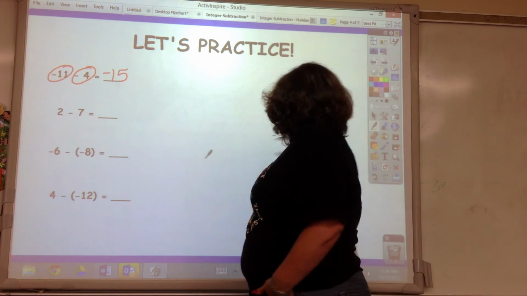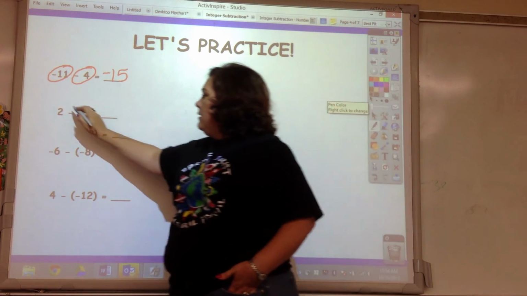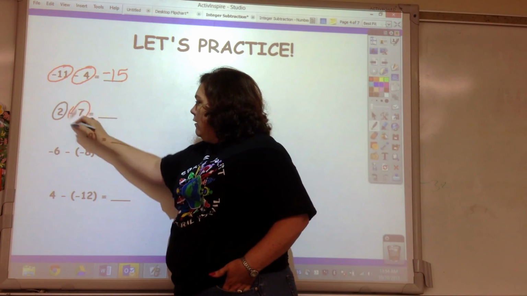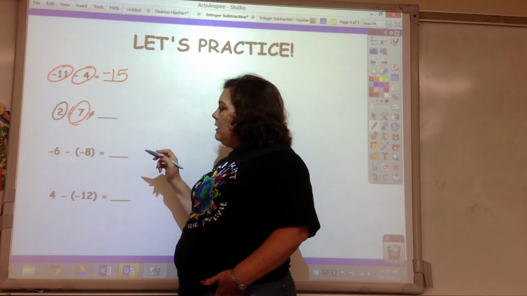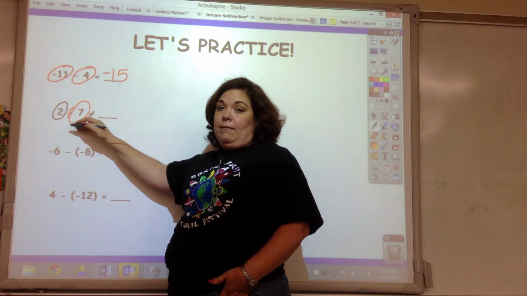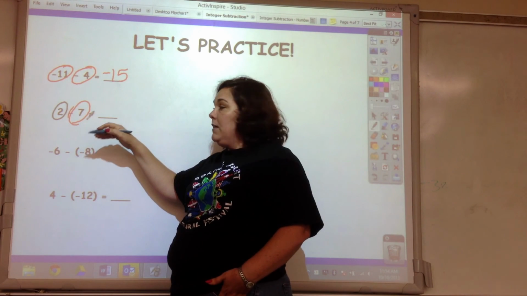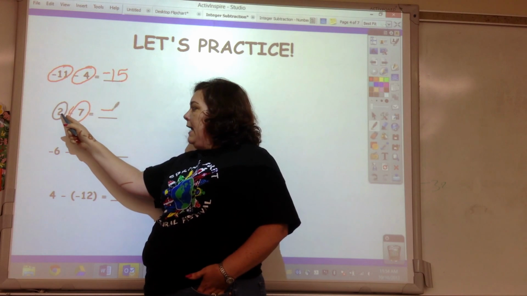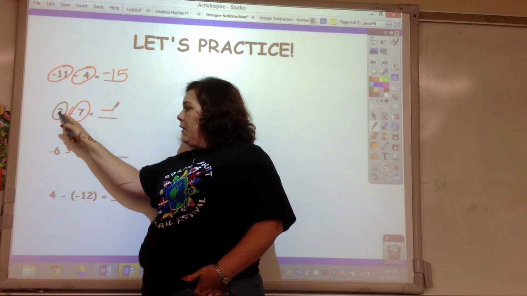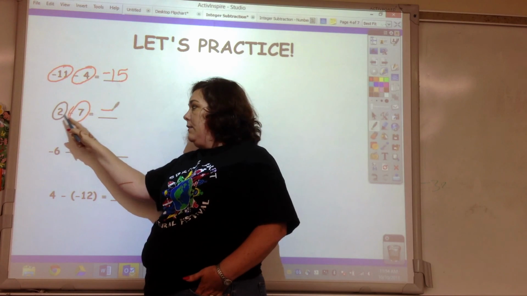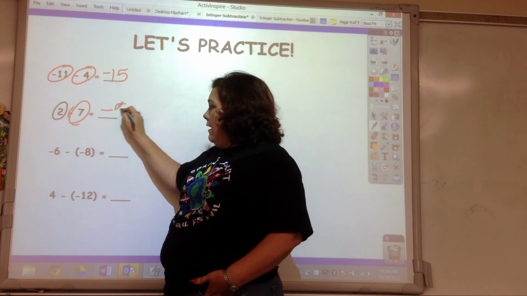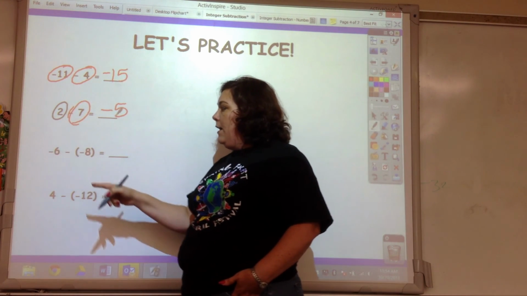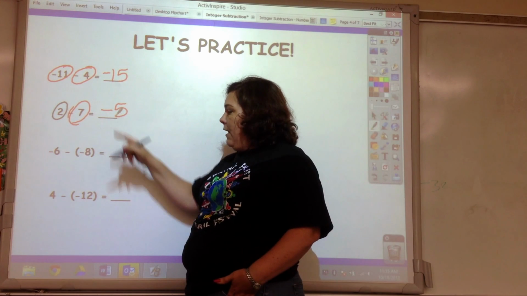Now let's look at this one. We've got 2, which is positive, and 7, which is negative. So we look at this and we say I'm going to have more negatives than positives because I'm going to run out of positives before negatives. So my answer is negative. So I look at 2 of these negatives are going to match up with 2 of these positives. So that's going to leave 5. And if you look at it, the difference between -7 and 2 is 5, and it's 5 negative.